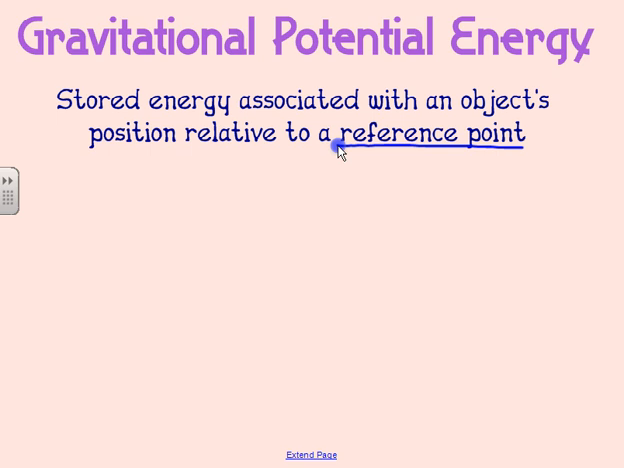The equation for gravitational potential energy depends on the mass of an object, the gravitational acceleration on Earth, or on whatever planet you're on, times the height of that object above the reference level. You'll notice that this equation includes the gravitational force in it, because the gravitational force is mass times gravity, mass times gravitational acceleration.